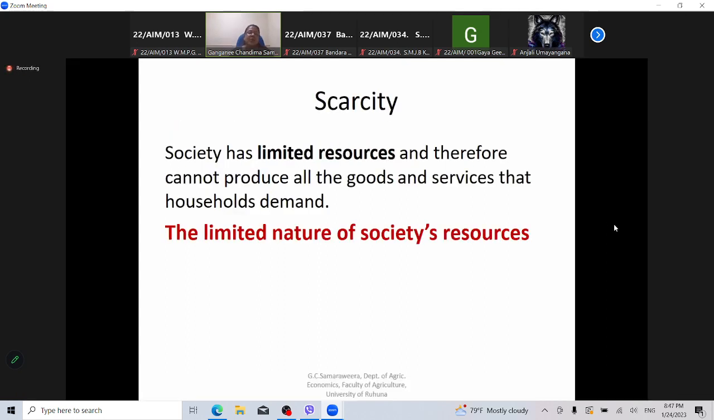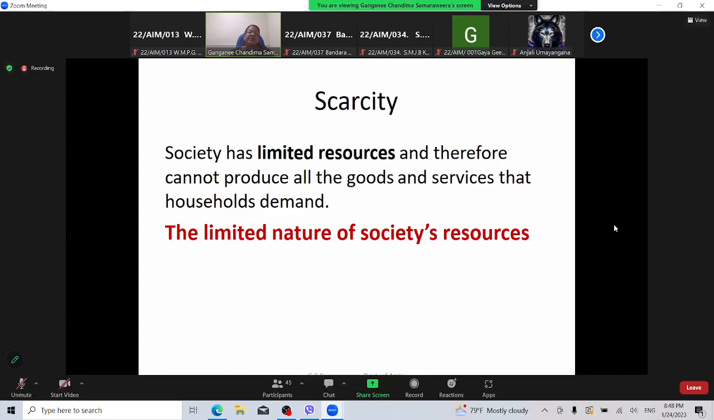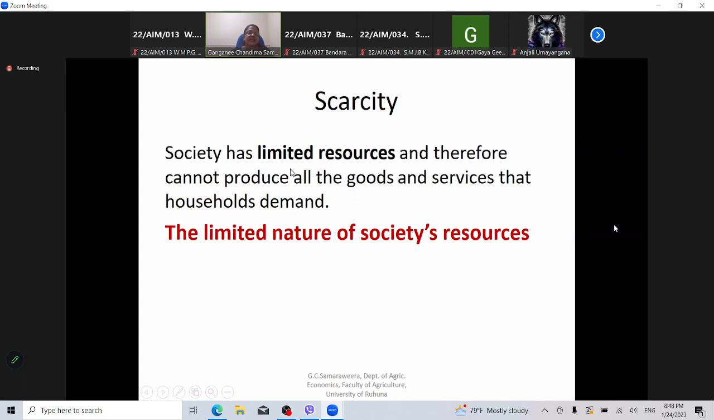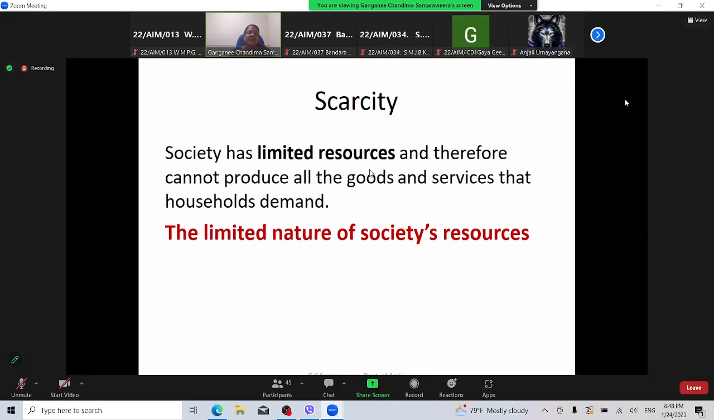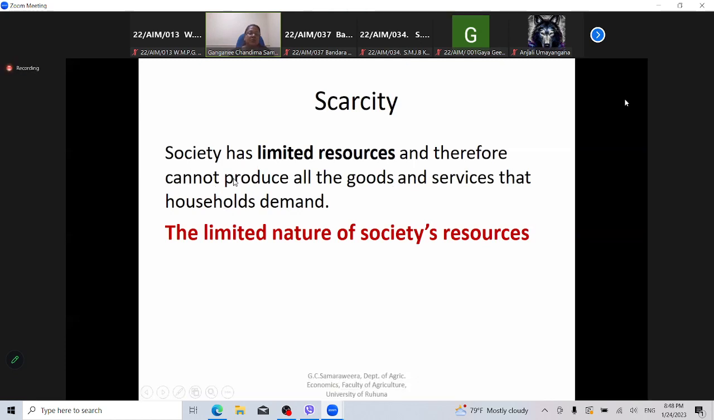Okay, so that's why scarcity comes. Scarcity means society has limited resources. Therefore, society cannot produce all the goods and services.